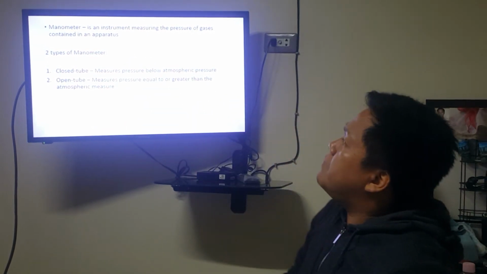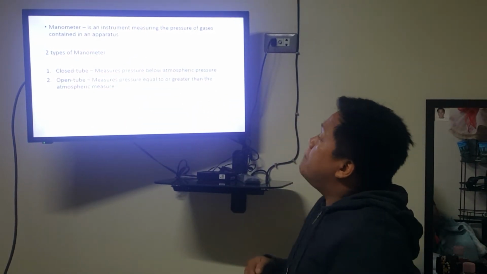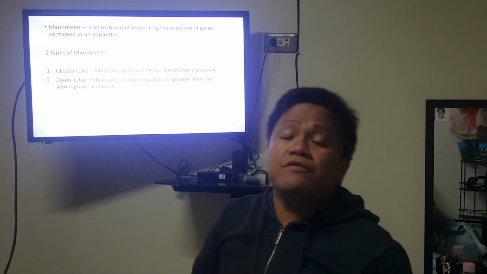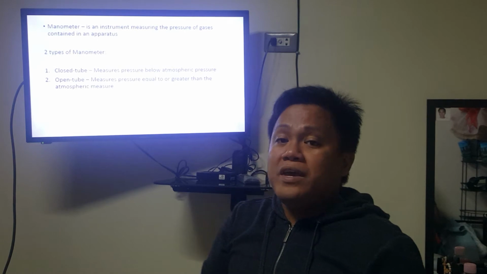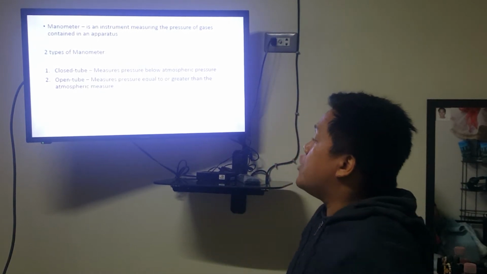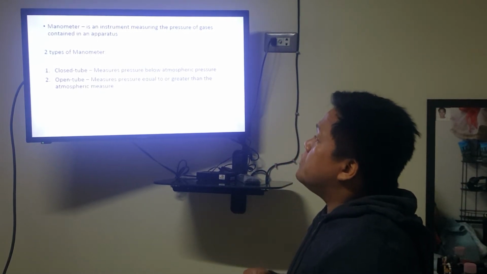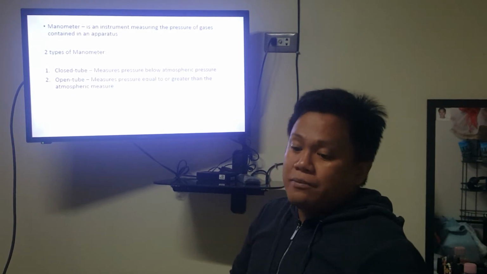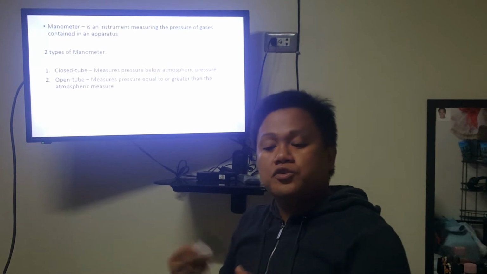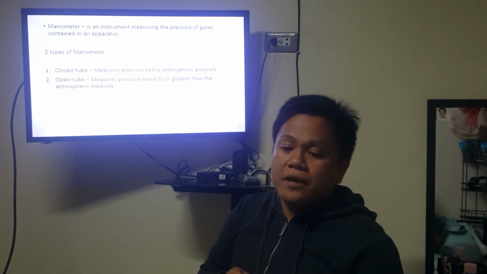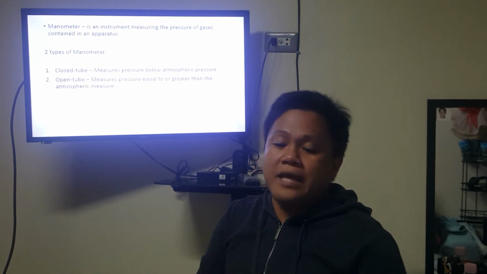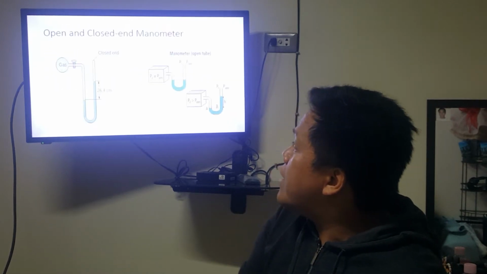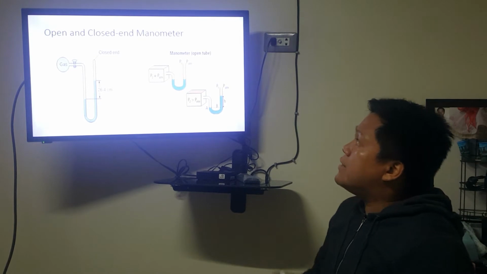Next is manometer. A manometer is an instrument for measuring the pressure of gases contained in an apparatus. We have two types of manometer: the closed tube and the open tube. The closed tube measures pressure below the atmospheric pressure, while the open tube measures pressure equal to or greater than the atmospheric pressure. So what do the two look like? Open and closed manometer.